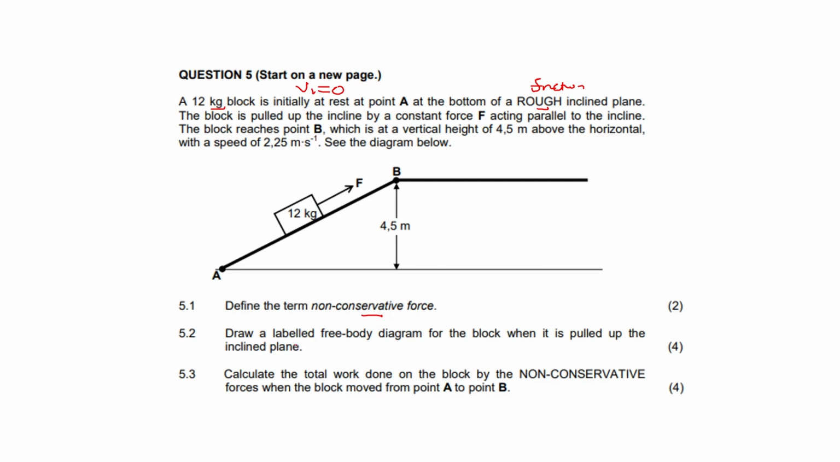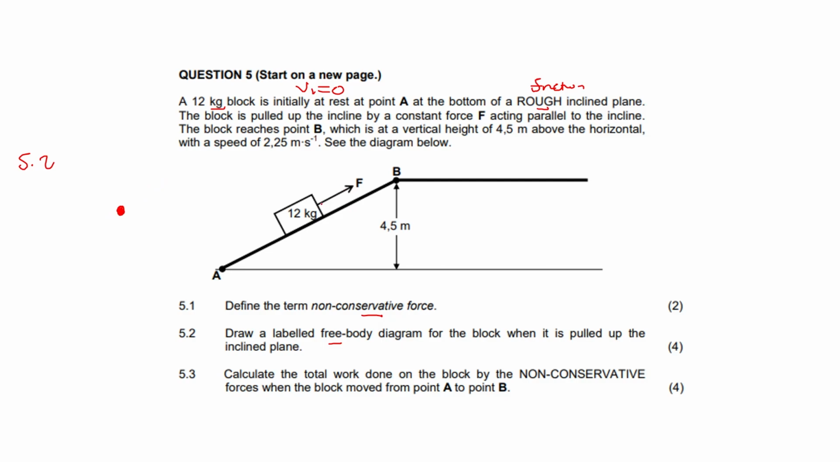5.2, draw a labeled free body diagram for the block when it is pulled up the inclined plane. Okay, so it's 4 marks. They probably want 4 forces. Right, so for 5.2 they want a free body diagram, so I'm going to draw my dot. Just imagine that. Let's first draw it on the diagram so you can actually see what I'm talking about.